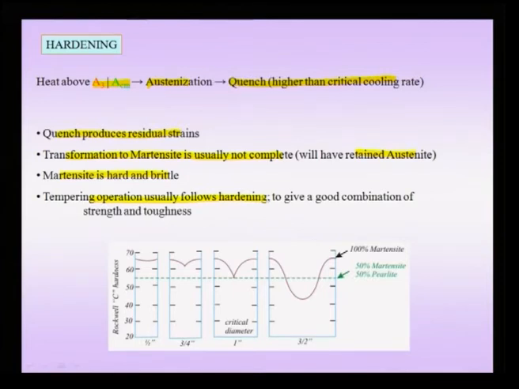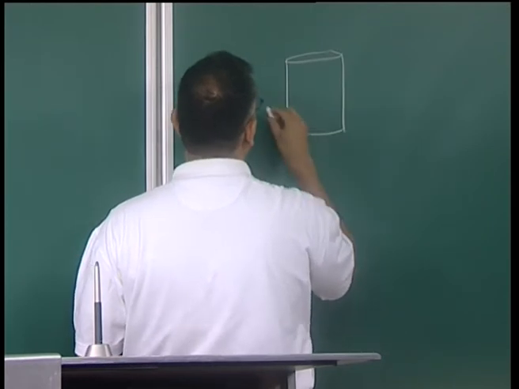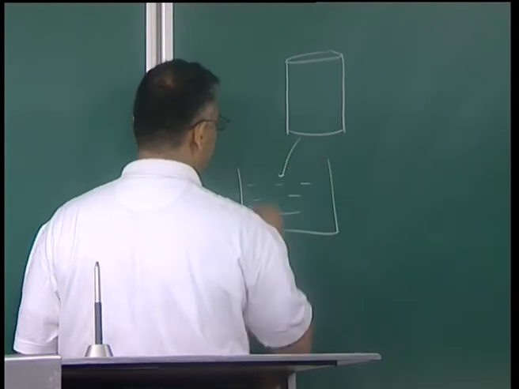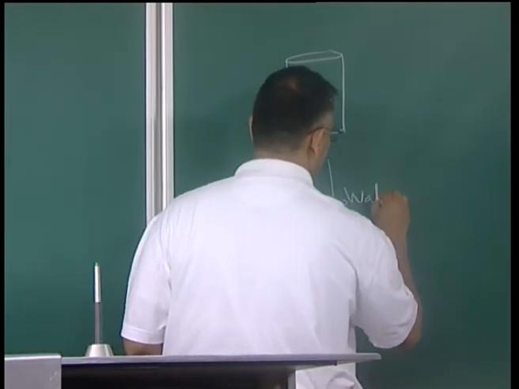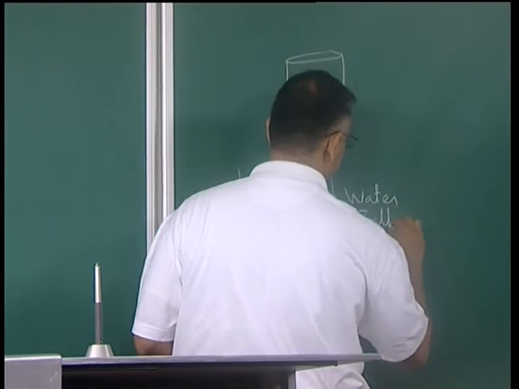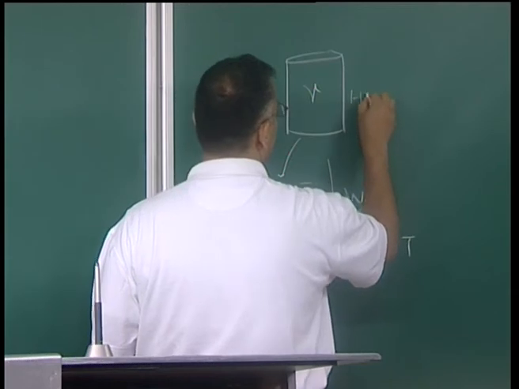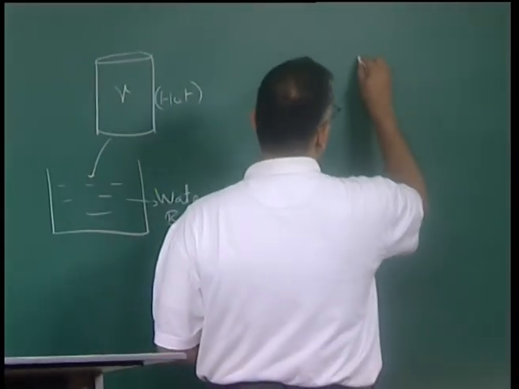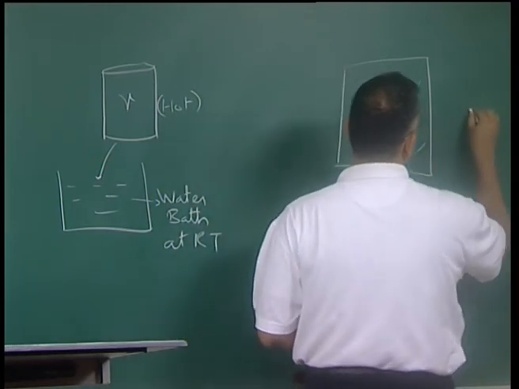Now, an important point in this context is that suppose I have a cylinder and I quench it in a medium. Suppose this is my bath having water, and I put it inside this water bath. So, this is water bath at room temperature. So, this is gamma and this is hot. Then it is obvious that suppose this is my body and this is my quenching medium.